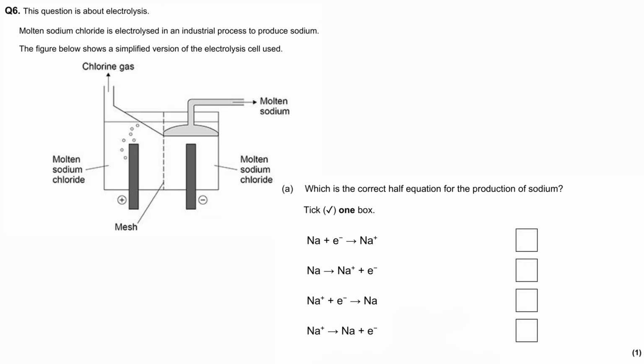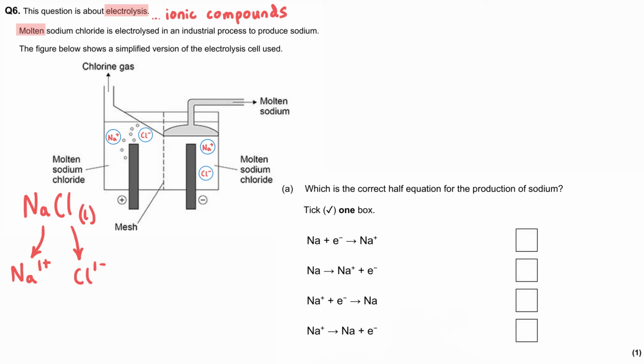This question is about electrolysis. Molten sodium chloride is electrolyzed in an industrial process to produce sodium. The figure below shows a simplified version of the electrolysis cell used. And you can see we have the sodium chloride in its molten state, that means NaCl liquid. And so we're carrying out electrolysis, which means we're working with ionic compounds. And when molten, the sodium chloride liquid splits into sodium ions and chloride ions, which are free to move.